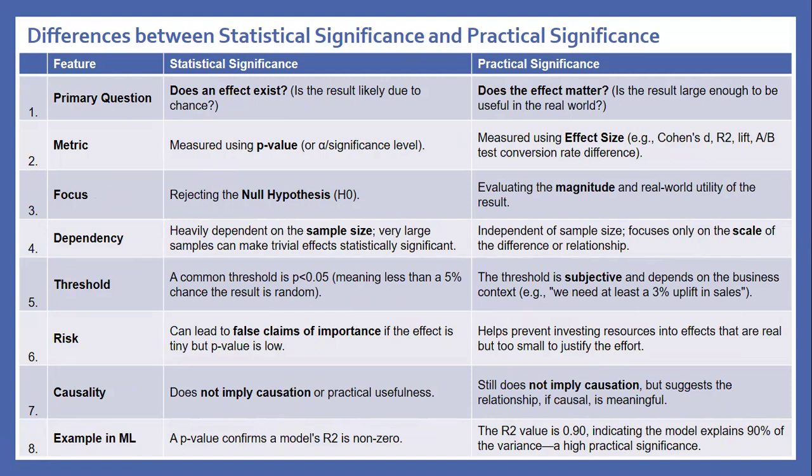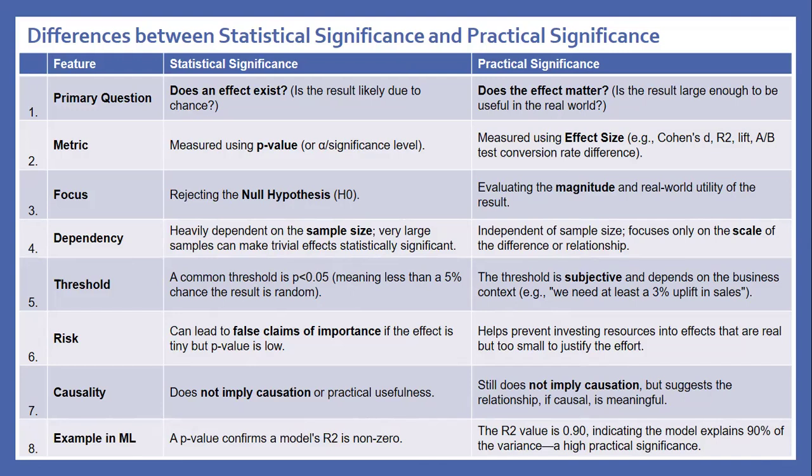Moving to the next question: statistical significance versus practical significance. Primary question: statistical significance asks, does an effect exist? Is the result likely due to chance? Practical significance asks, does the effect matter? Is the result large enough to be useful in the real world?